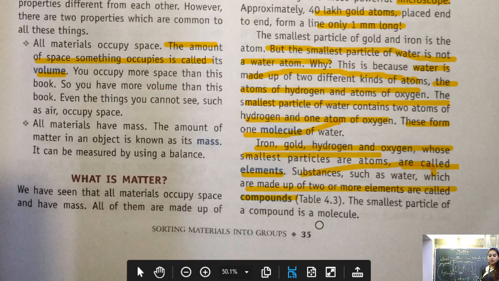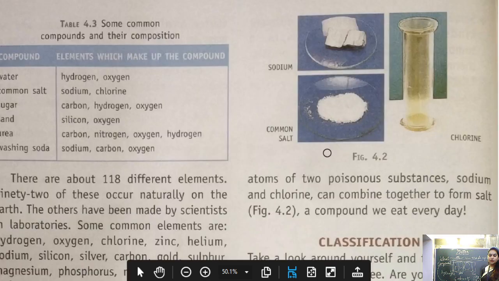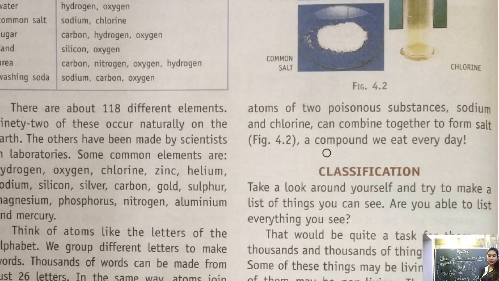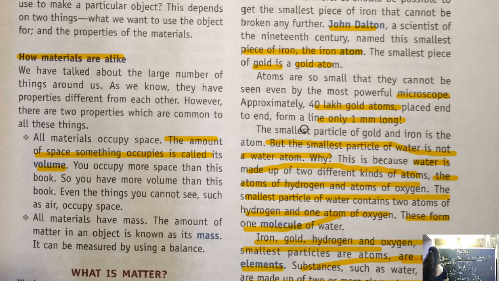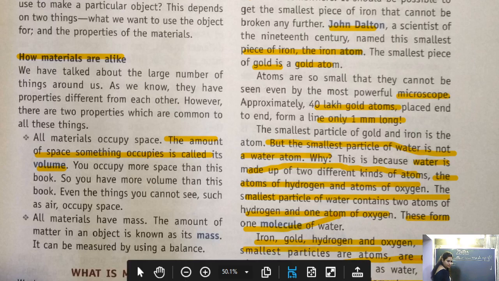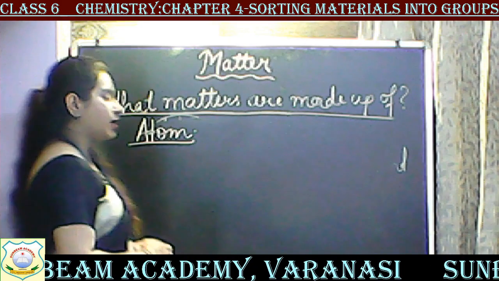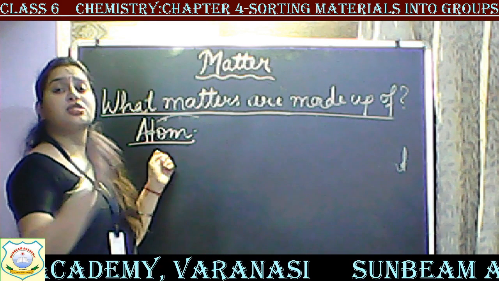So children, this is very important. This you should remember. Okay. So again I'll just quickly give you a gist of what we have studied. We have studied about atom, element, molecule and compound. Children, this is a very important topic. So let's again recall it. We have atom. Let's go to the board again. Atom is the smallest particle.